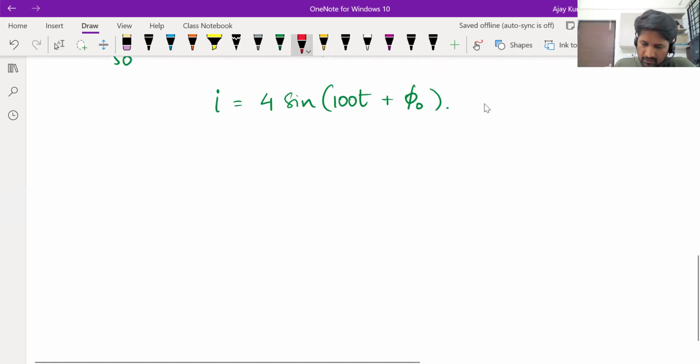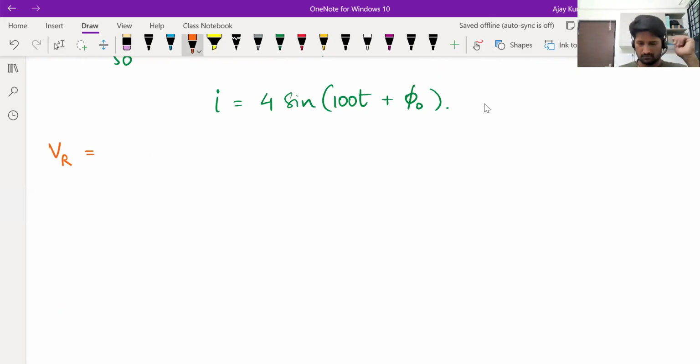Rishi, can you tell me how to write the voltage across a resistance if you know the current equation? Sir, I naught XL sine phi. XL is for the inductor. Okay. Yeah, sir. XC. No, XR. There's no XR, it's only R. So let me write it here.